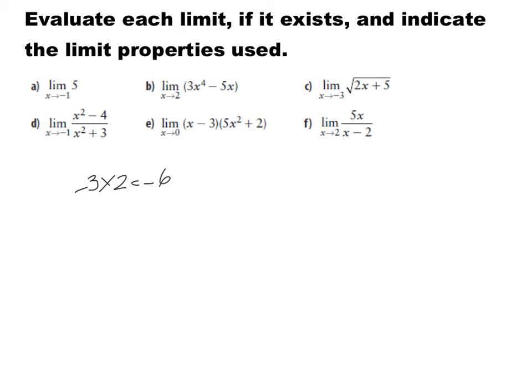The last one is 5x over x minus 2 when x goes to 2. Since x minus 2 is in the denominator and x goes to 2, x minus 2 is going to become 0. So the denominator is 0, and there is no way we can simplify this fraction. We can just say that the limit does not exist, or it's undefined. So the answer to part F is undefined.